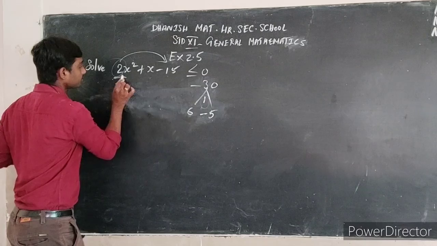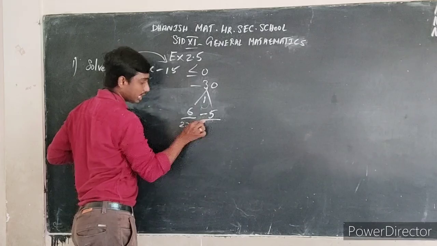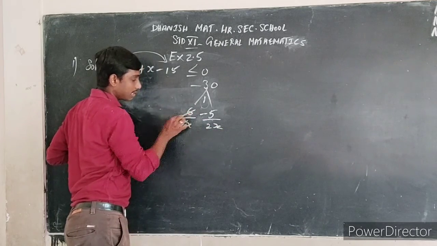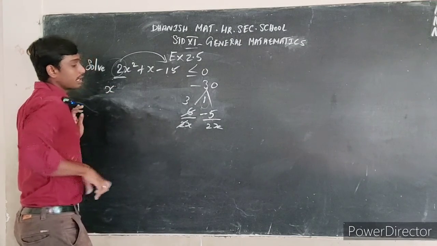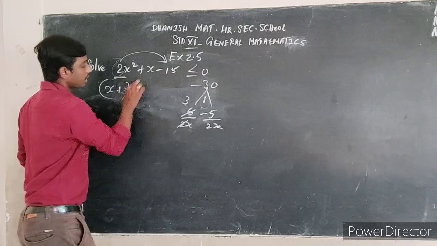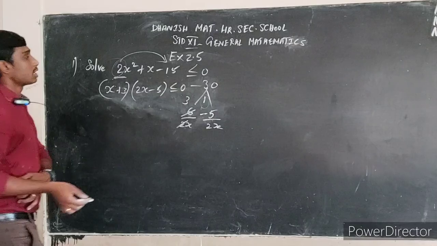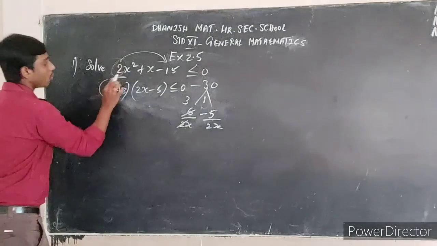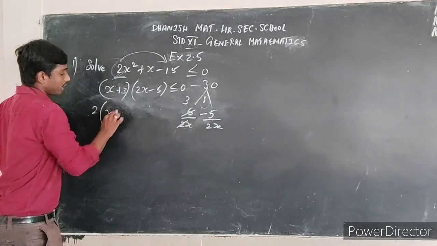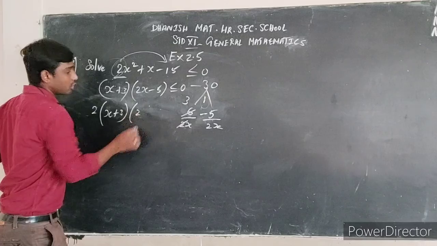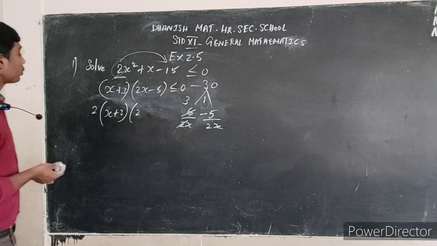What is the coefficient of x square? That will be 2. So you have to write it like this, divided by 2x. Here it's also divided by 2x. Now you have to cancel this. So now you write x plus 3, 2x minus 5 lesser than or equal to 0. The coefficient of x square is 2, so you write x plus 3, here 2x, because we are going to cancel this.